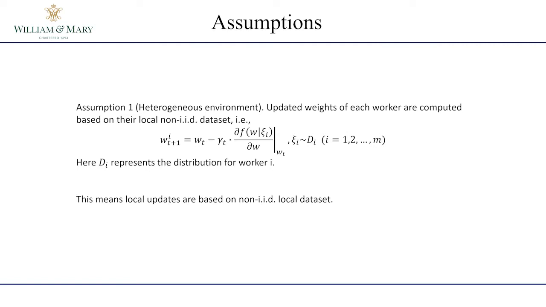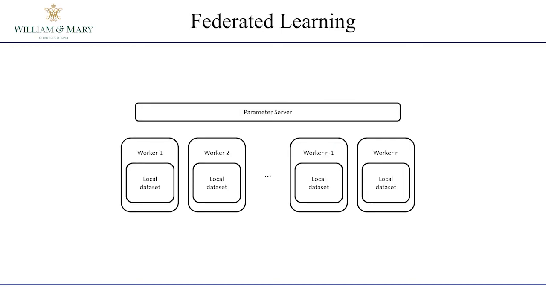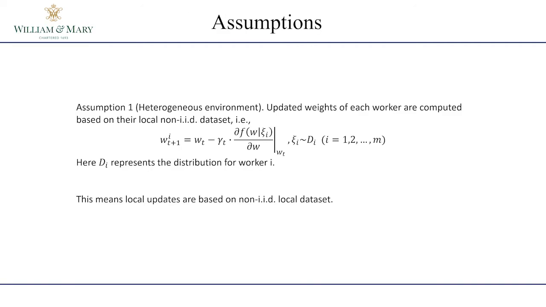Here, we theoretically define the two differences in the federated learning scenario. Assumption 1 basically defines the heterogeneous environment. This equation here defines that the local update is based on the stochastic gradient descent on its local dataset X_i, and X_i is based on its own data distribution D_i. We know that in federated learning, each worker keeps its own private dataset. So this assumption here means local updates are based on its non-IID local dataset.